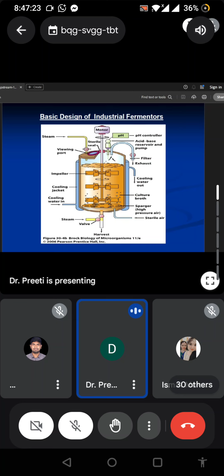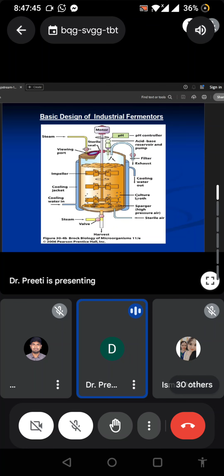This is the viewing port through which you may visualize pH. If you need to add acid or base, you can add through this reservoir. Then you have cooling water outlet, that is through the jacket, cooling jacket. And then you have sterile air passing.